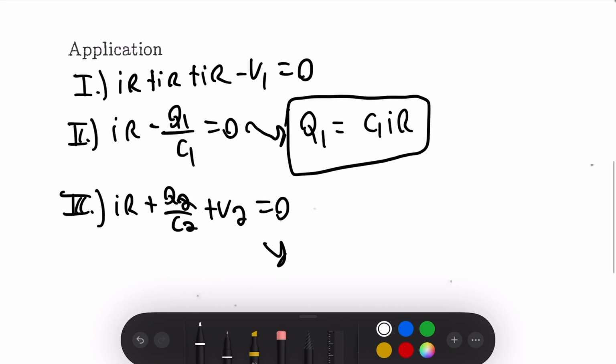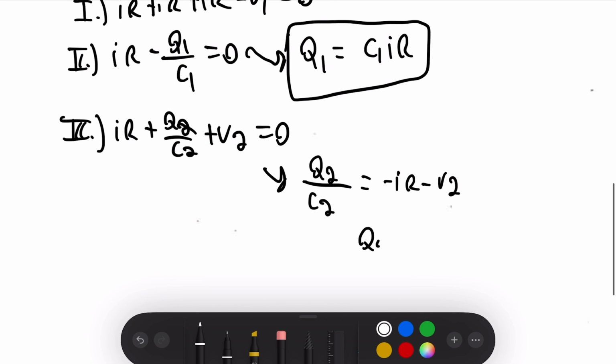Now for my second loop, I will have Q2. I need to solve for Q2, right? And I plan on using the top one to solve for I. So I have Q2 over C2 is equal to negative IR minus V2. And then solve for Q2, just multiply by C2 on both sides. So let me actually pull the negative out. So negative C2 times IR plus V2.